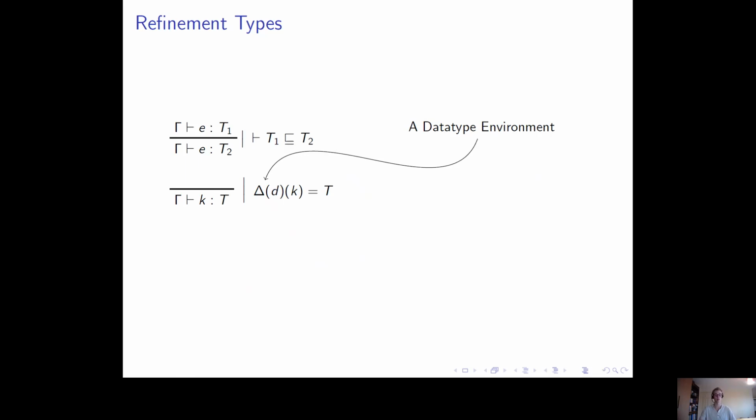Constructors are typed according to a data type environment delta, which also dictates which data types are in scope and what constructors they have. So we write expressions like delta applied to D applied to K equals T to indicate that the data type environment delta contains the data type D, which has a constructor K, and that constructor has the type T.